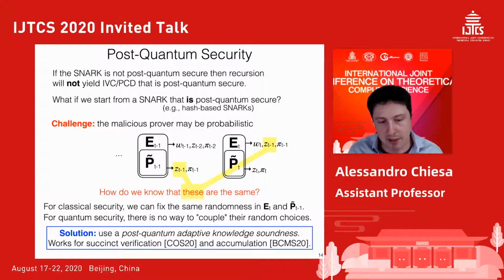And the way you get around it is you define a notion of post-quantum adaptive knowledge soundness that requires some sort of way for the extractor and the prover to live in the same probability space. And one can show that this can be fulfilled in certain models. And then it also suffices for the theorems of recursion. And this has been done both for the type of recursion from succinct verification and accumulation, so that we really have rather comprehensive foundations for post-quantum security of recursion.